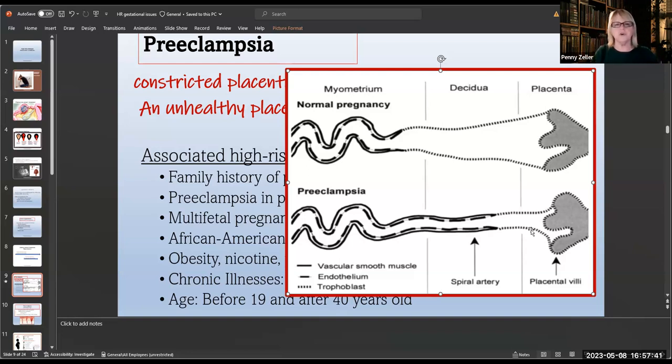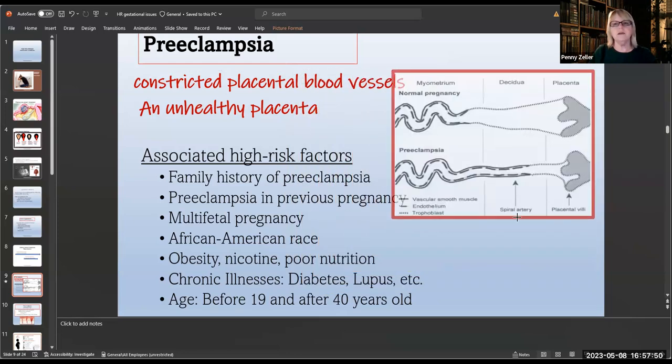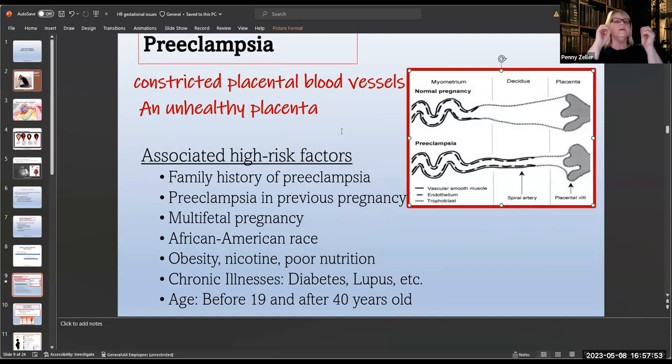It's a higher pressure. When this occurs, it's not only the placenta that's affected. And this is why you see other signs. If you have vasoconstriction occurring in the placenta, it's also occurring in the kidneys. So the kidney arteries begin to constrict, and that's why the blood pressure goes up. So remember that high blood pressure does not cause preeclampsia. Preeclampsia causes high blood pressure.